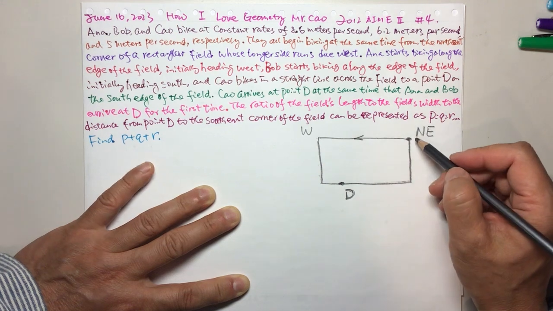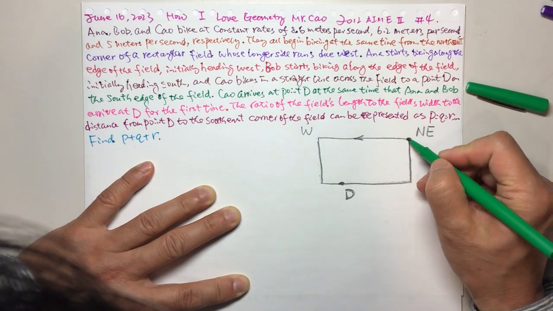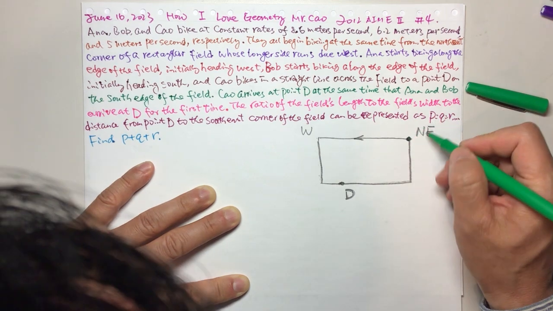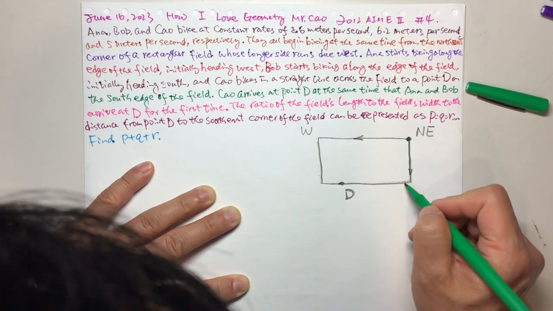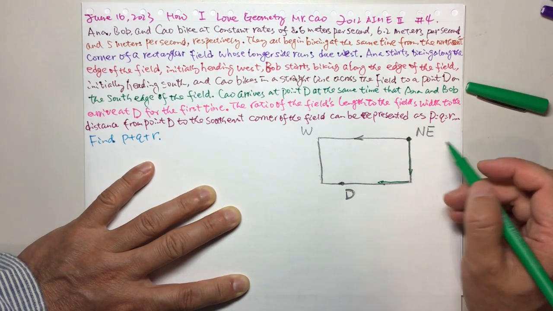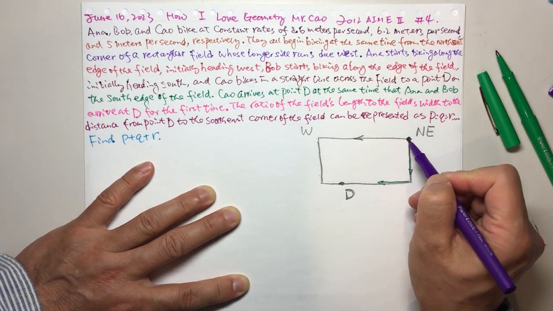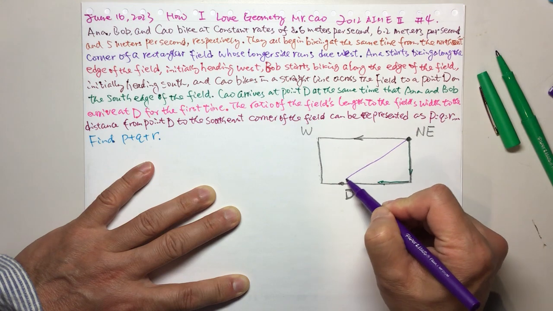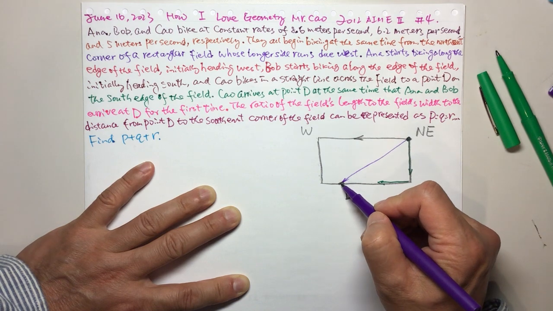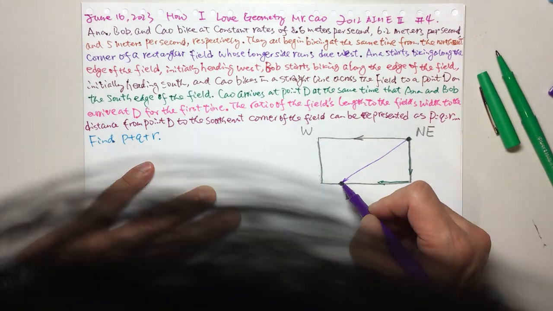And B, from the same place at the same time, the northeast corner, goes first to the south, then to the west. And C, the third guy, goes directly from NE to D. And A, B, C, three guys, arrived at D at the same time.